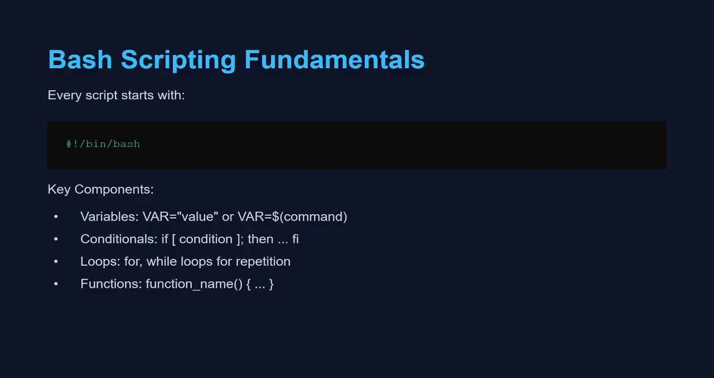So every script starts with this. This is what we need to know about bash scripting. Every script starts with the hash and !/bin/bash. Key components are variables, var=value or var=$(command), conditionals, if condition then fi, loops, for, while, and functions, function name.